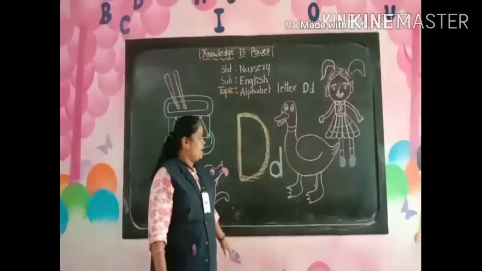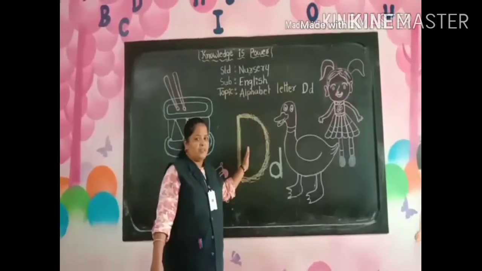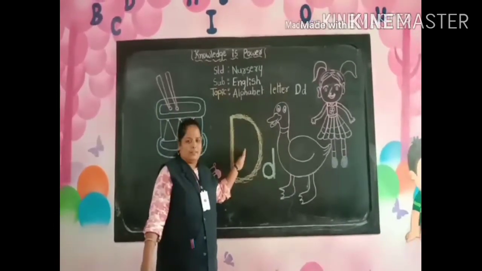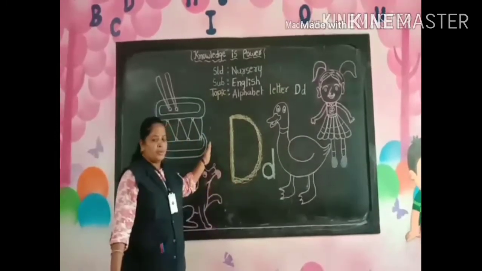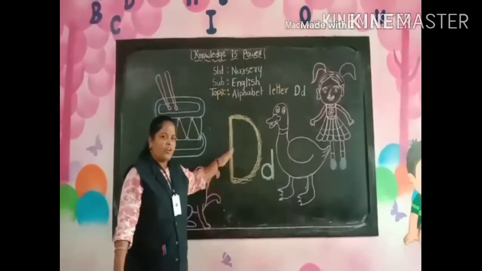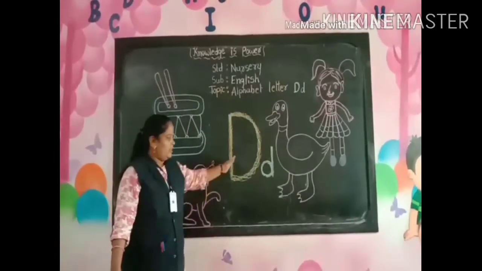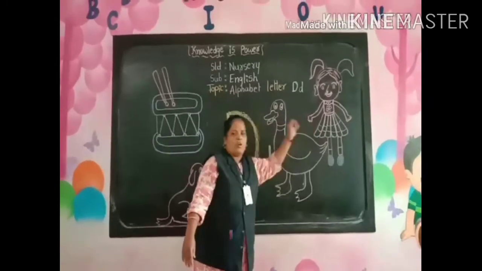Okay? How to make the sound of letter D? D. How to make the sound of letter D? D. D. D for drum. D for dog. D for duck.